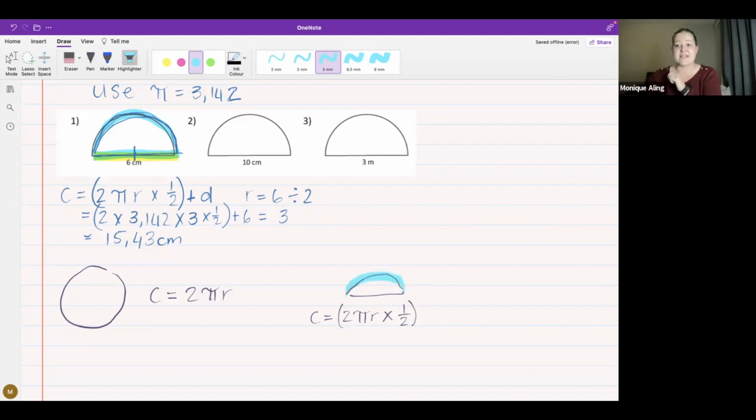But remember, perimeter is the sum of all the sides. We have a flat side, and that flat side is called our diameter. Because remember, one edge of the circle to the other is known as the diameter. So that is why I add the diameter. So I've just adjusted the formula to suit this shape. Okay, so I've taken the normal circumference formula, I've times it by half because we're looking at half a circle, and I've added diameter because we have a flat side to the circle.